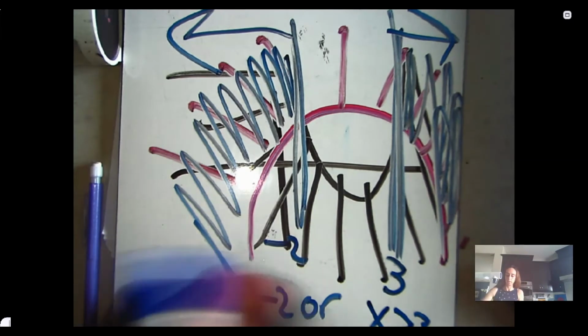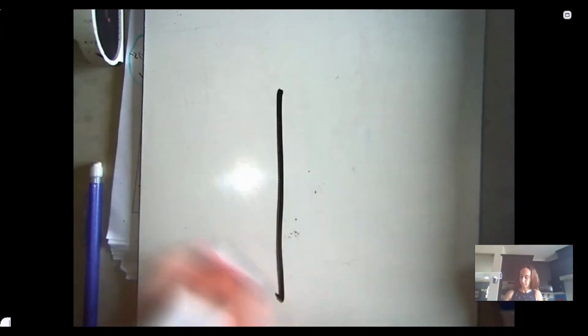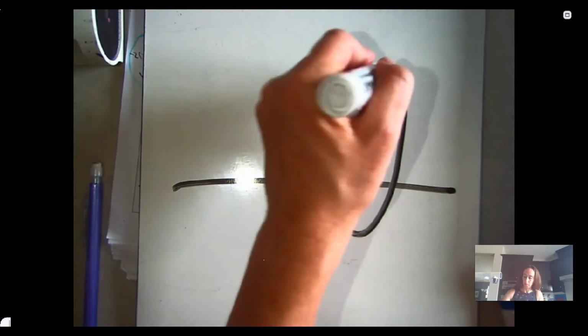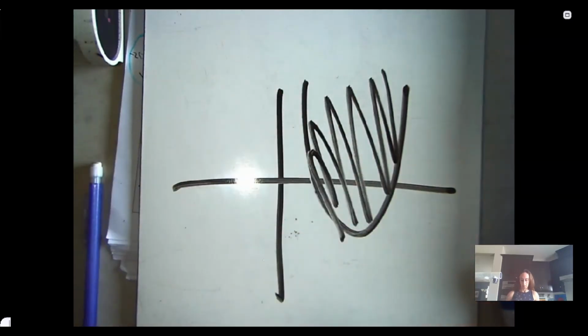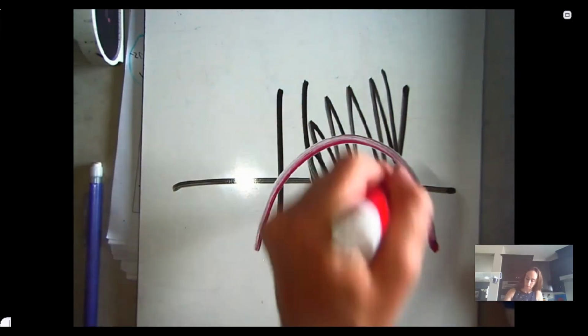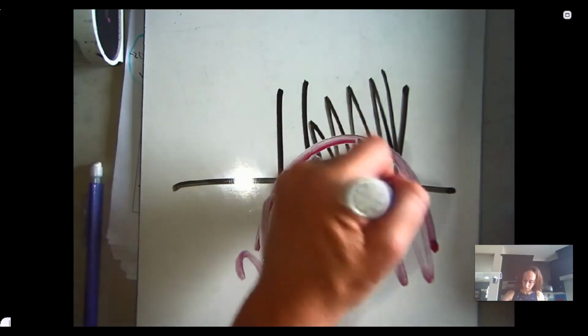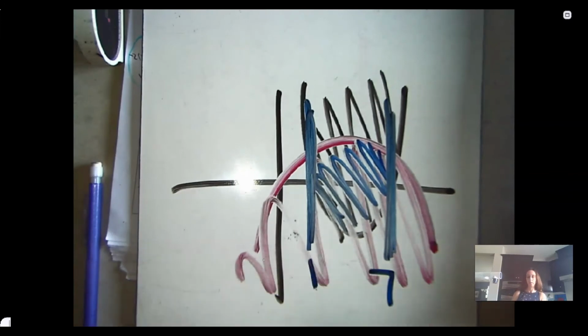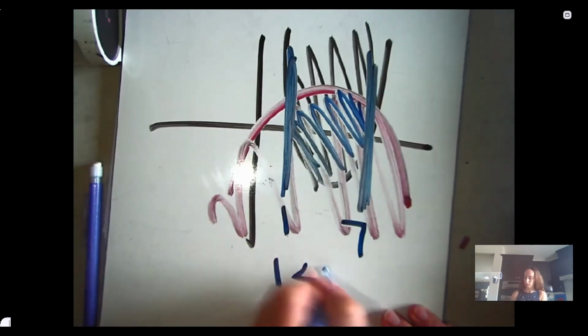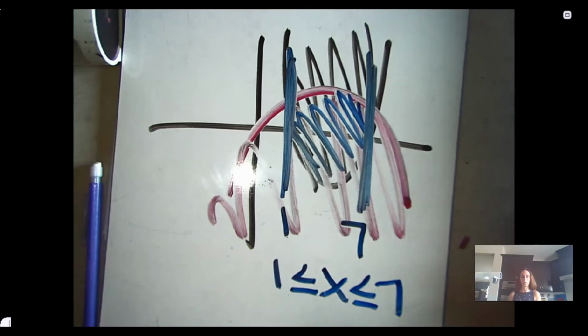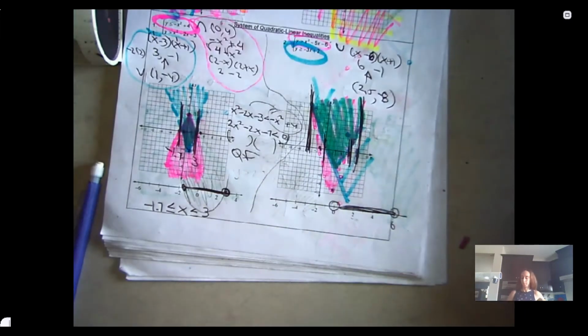What if I had this and I'm shading like that, and then this one I'm shading like that. So where they're the same is here. From this x to this x. Let's say that's 1 and that's 7. So it'd be 1 is less than or equal to x, which is less than or equal to 7. Okay? All right. Let's go to the next page.